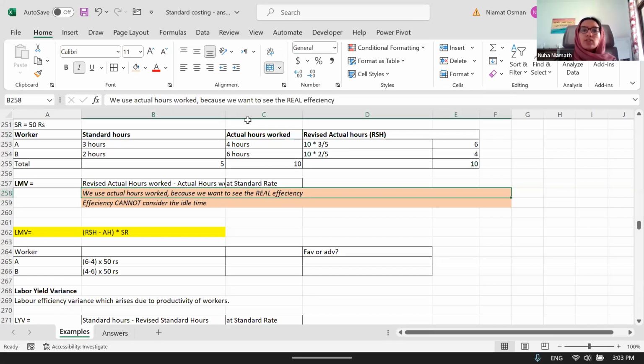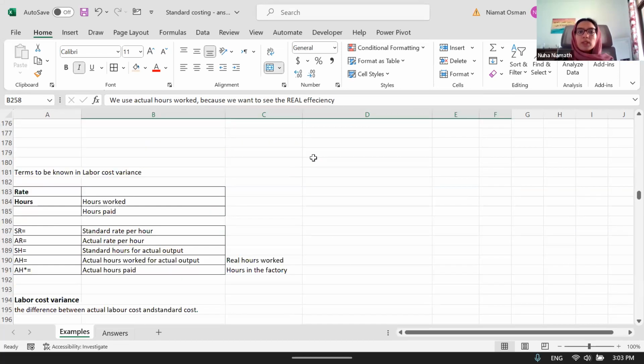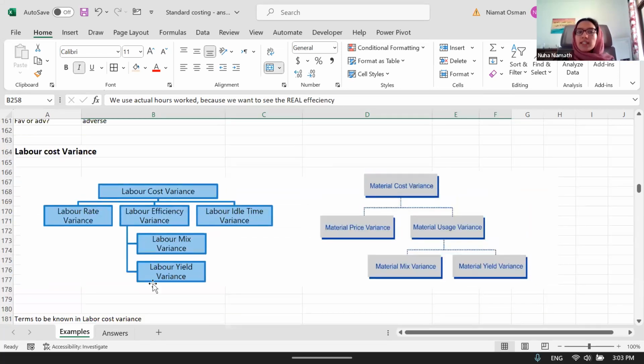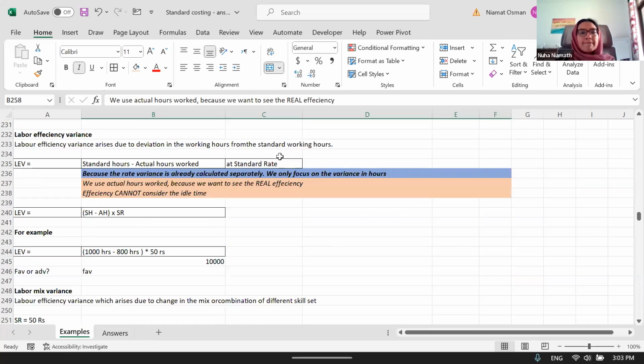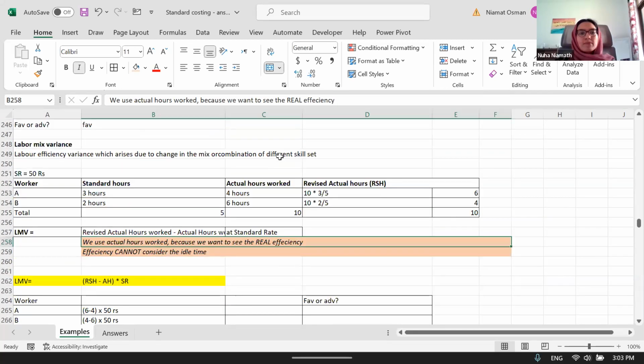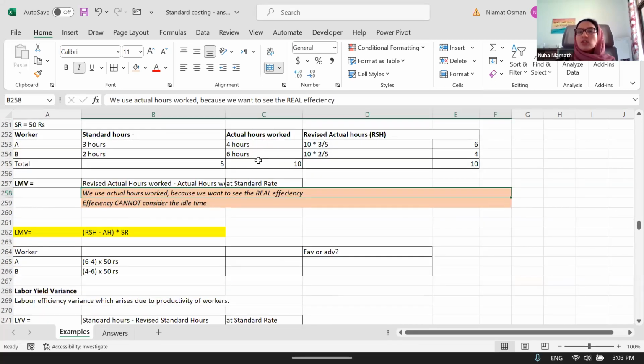So again here, actual hours worked. If I go back to the chart, anything under efficiency will always be actual hours worked because we're talking about efficiency. Whenever it is about payment, it will be actual hours paid. So here also you will consider actual hours worked and not actual hours paid.